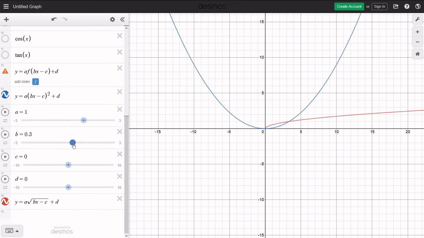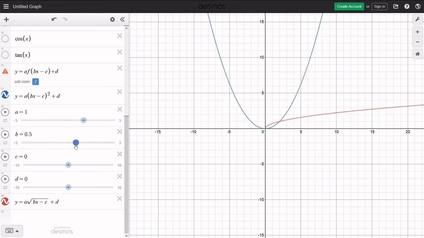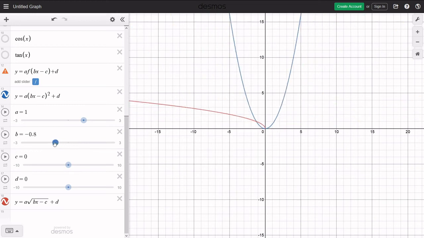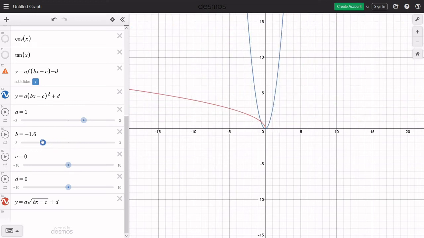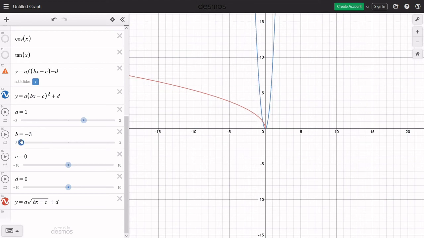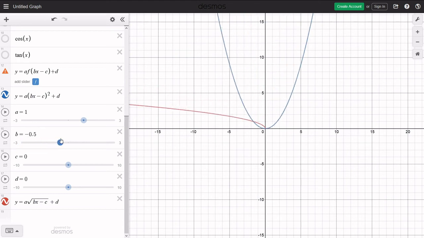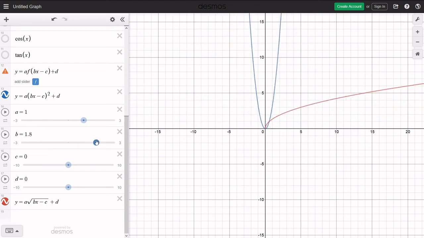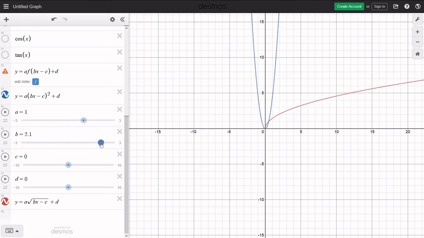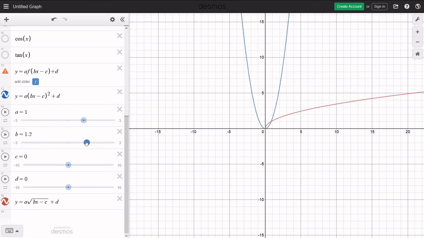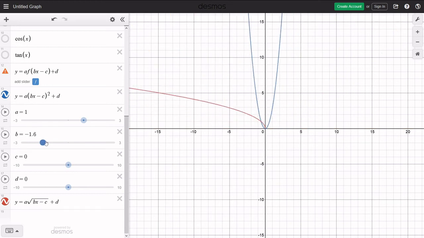It's a flip horizontally, and then -1, and then we start getting a flattening horizontally. So that's what B does. It's a flatten horizontally, then a stretch, and then a flip, and the same kind of behavior there.